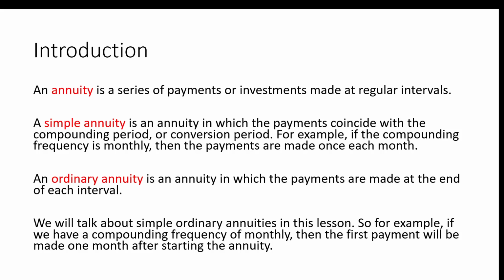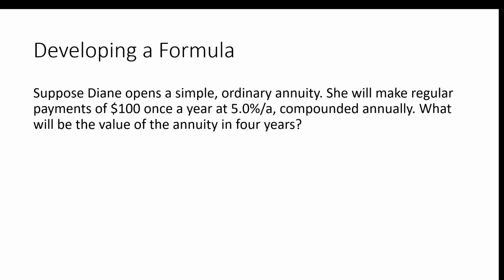An ordinary annuity is an annuity in which the payments are made at the end of each interval. We're going to talk about simple ordinary annuities in this lesson. So for example, if we have a compounding frequency of monthly, then the first payment will be made 1 month after starting the annuity, and the payments will also be made monthly. So let's develop a formula.